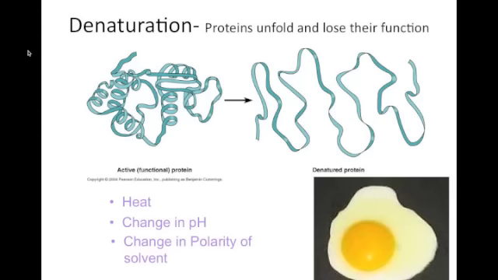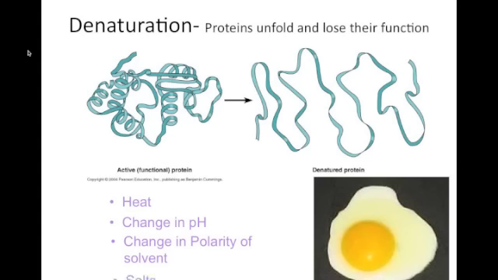Another thing that could change this is if we change the polarity of a solvent. Normally we think of our solvent as water, and so all of the non-polar things go to the center. However, if you change the solvent to be something that is non-polar, everything that is polar is going to go to the center. So that protein is actually going to flip inside out. And we'll see this in some cases for our proteins in the cell membrane.